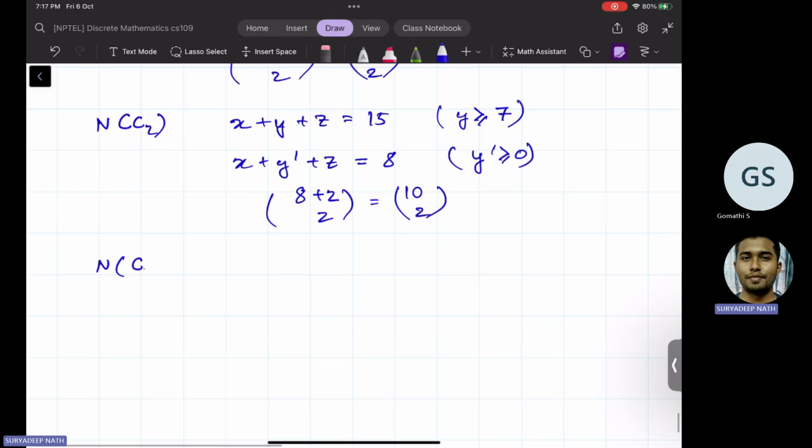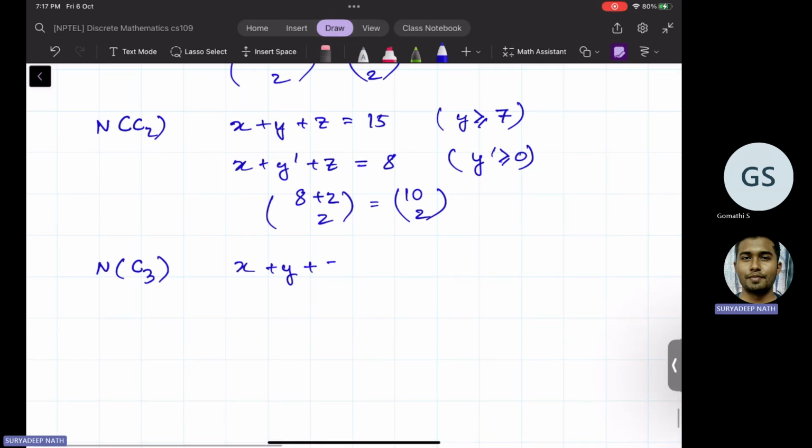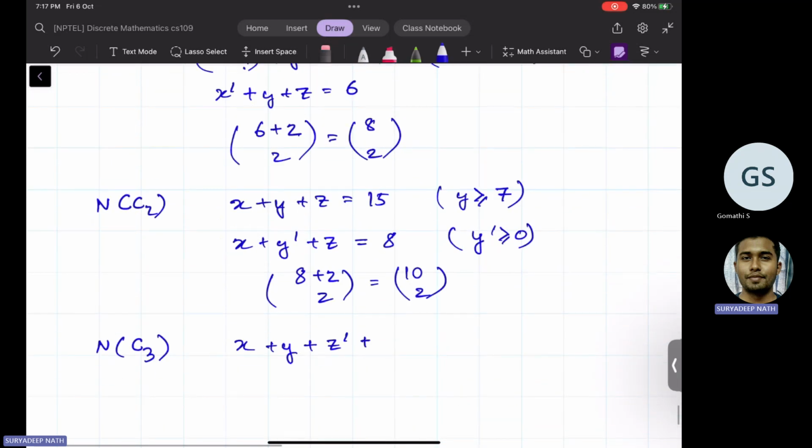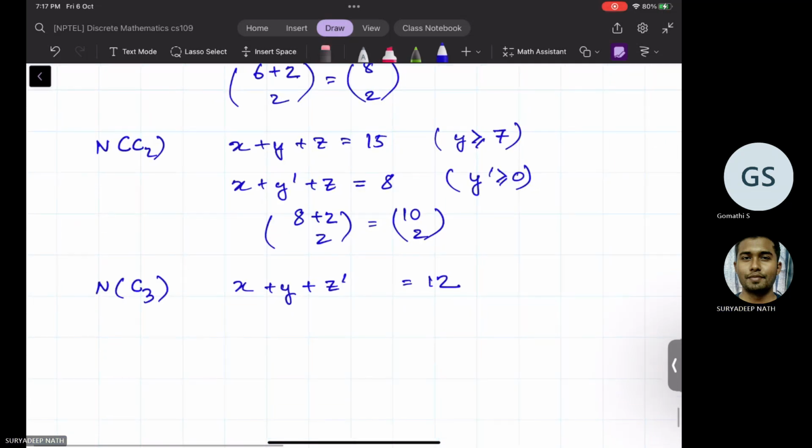N(C3) would be x plus y plus z bar, where z bar is greater than or equal to 0. We'll subtract 3, so that would be 12, and z bar greater than or equal to 0. So again, that would be 12 plus 2 choose 2, that is 14 choose 2.